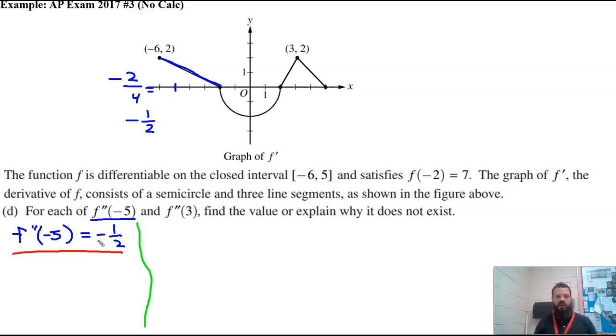All right, second part, let's take a look at what's happening at f double prime of 3. Well, f prime at 3, notice we have a sharp corner. Okay, we have an edge. We have a spot where the graph's not smooth. So that's why we know that at x equals 3, we're not differentiable. So in other words, what would we say about f double prime of 3? We'd say it does not exist.